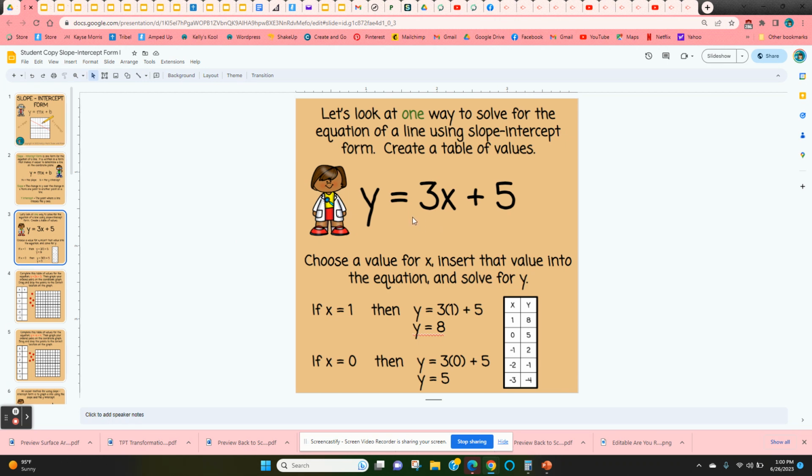This is an equation for a line written in slope-intercept form. One way that we can graph the line is to create a table of values. That's the first method we're going to use. We determine different values for x. If x is 1, we put 1 in place of x. That gives us 3 times 1 is 3, plus 5 is 8. So we get the point (1, 8). If x is 0, y is 5, and so on.